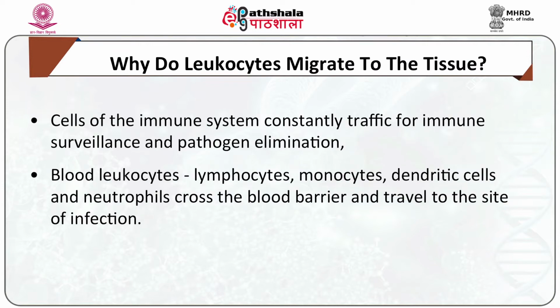Cells of the immune system constantly move throughout the body to fulfill their role of immune surveillance and pathogen elimination, such as blood leukocytes, which include lymphocytes, monocytes, dendritic cells, and neutrophils, all of which cross the blood barrier and travel to the site of infection.